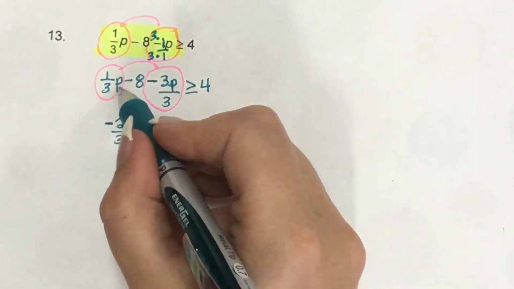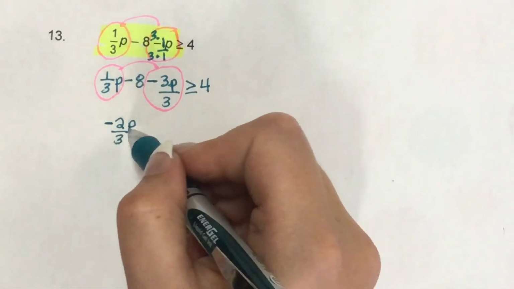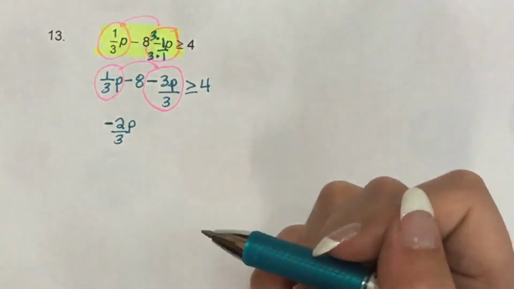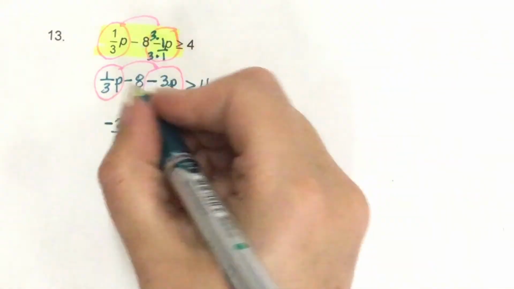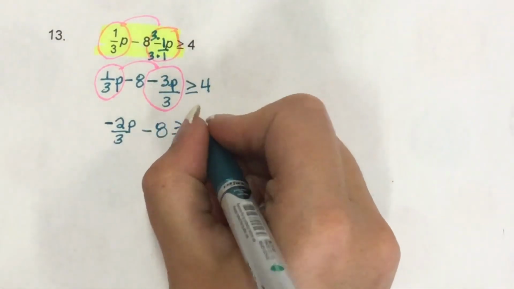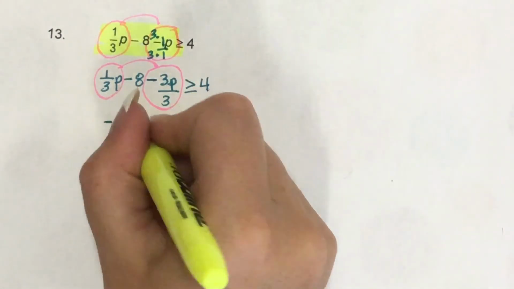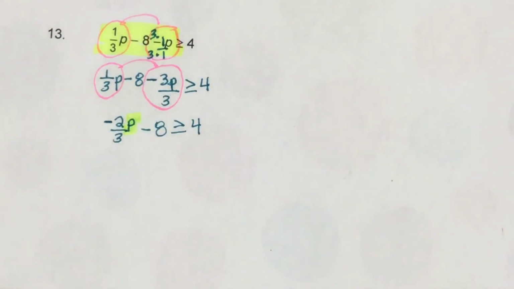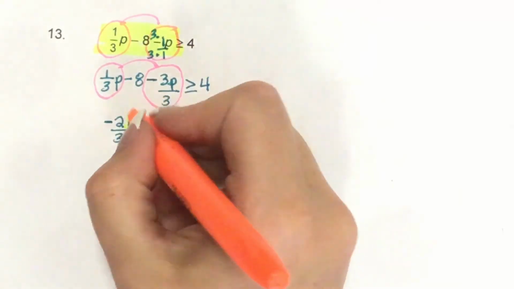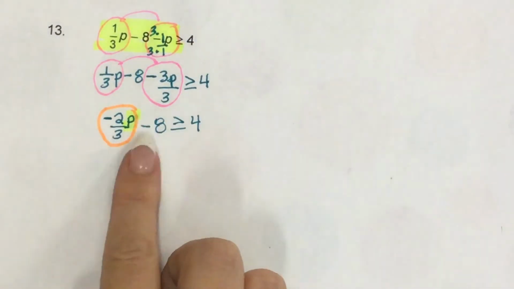So 1/3 p minus 3p over 3 ends up being negative 2p over 3, or negative 2/3 p. It means the same thing. Okay, so we're going to drop down this negative 8, which is greater than or equal to 4. We're still trying to get p by itself. Now we have a 2-step equation, and we are going to keep this together right here until the very, very end. Which means we have to get rid of this minus 8.